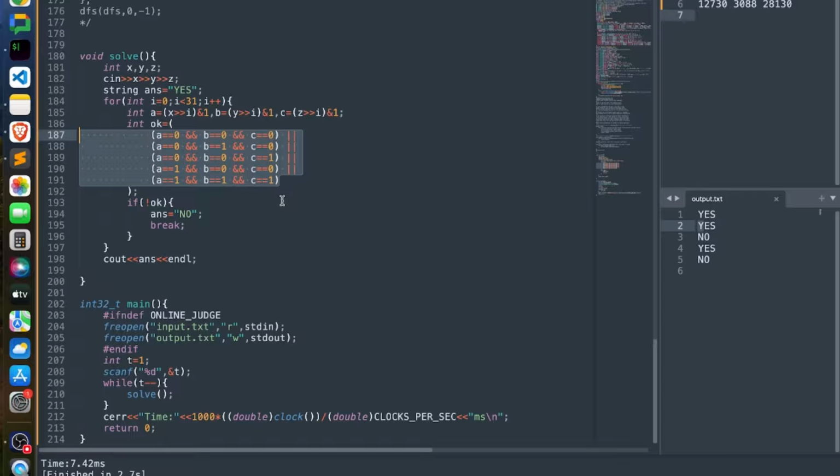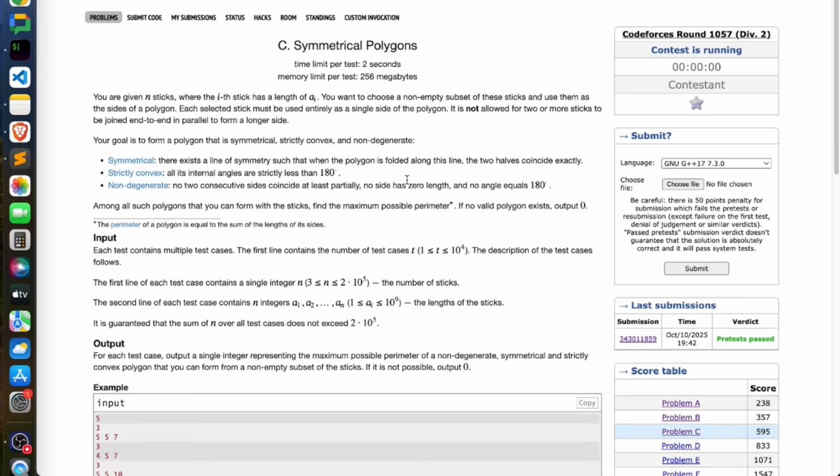Now let's look at the third problem. This is the third problem asked in today's contest. It says you are given n sticks, right? The ith stick has a length of ai, and you want to choose a non-empty subset of these sticks and use them as the sides of a polygon.